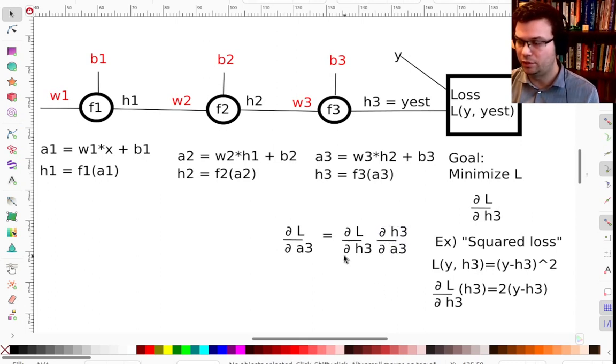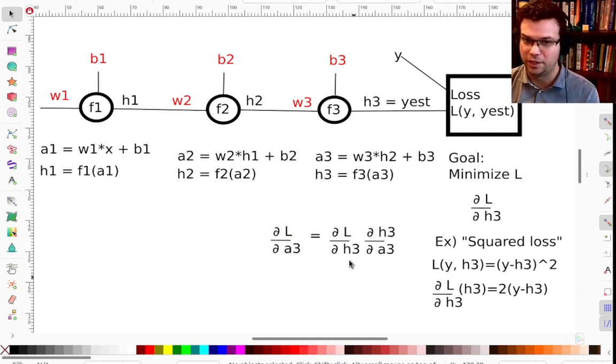The Leibniz notation here makes it very clear, because you look at it like this and say, okay, it's the rate of change of L with respect to h3 times the rate of change of h3 with respect to a3. And if you look at it like this, it's almost like these cancel out and give you that equation that you want. So that's just the chain rule of calculus, and it's nothing to be afraid of. It's just the product of two rates of change, the outer one times the inner one.